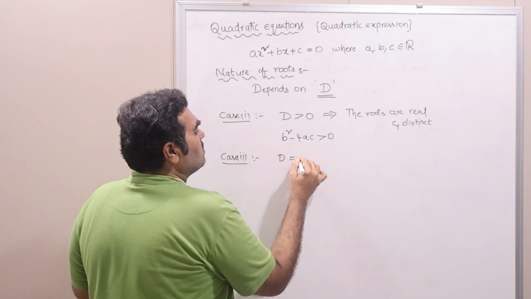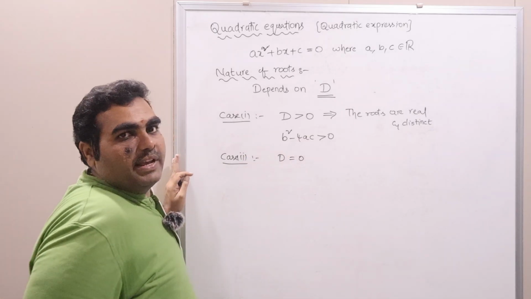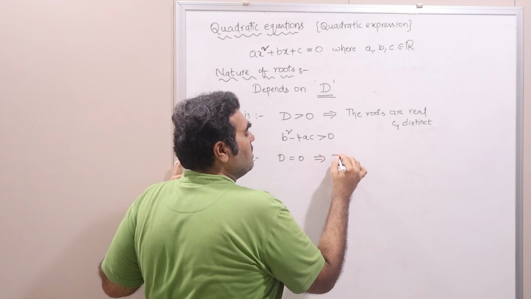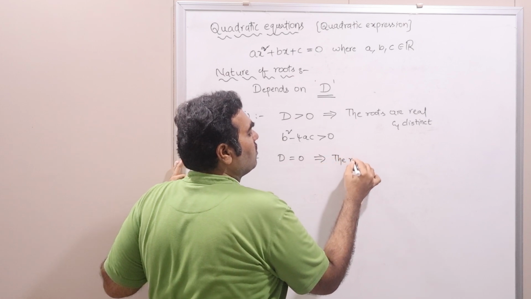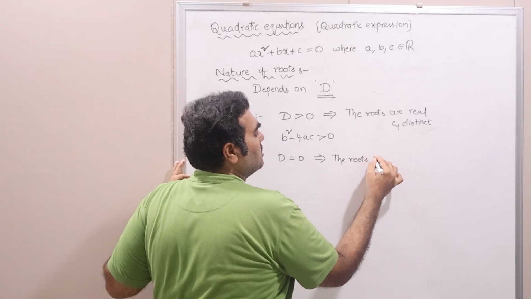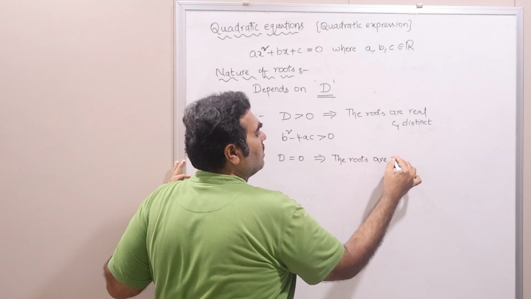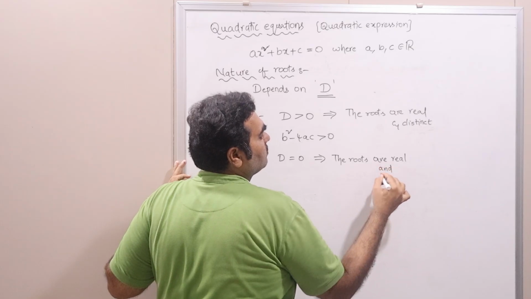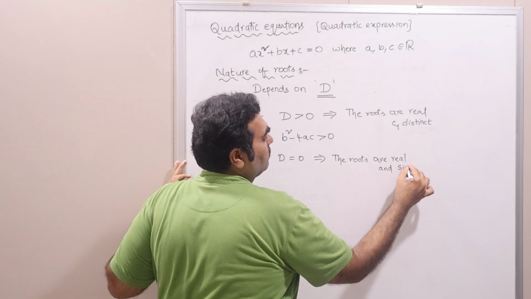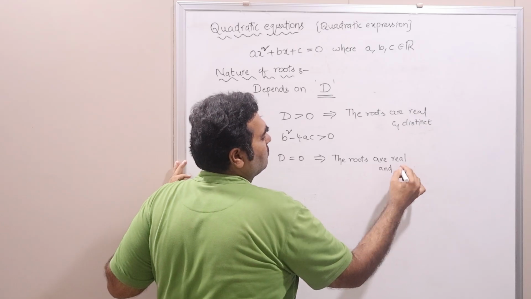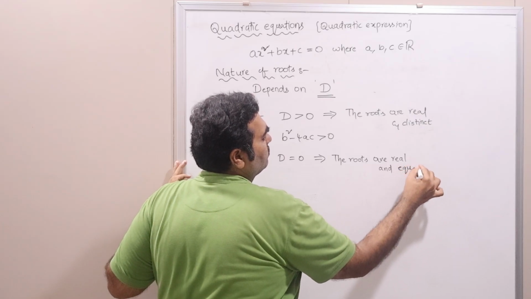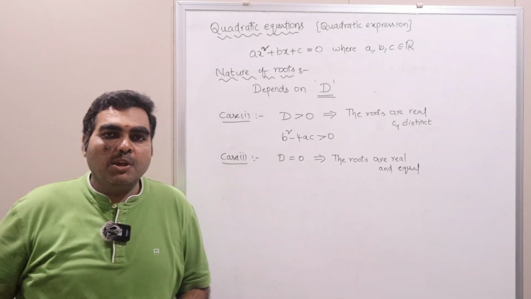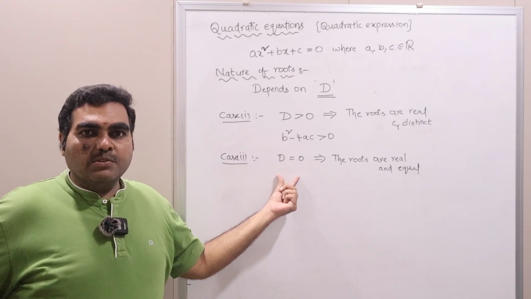D is equal to 0. So if d is equal to 0, it implies that the roots are still real. The roots are real and similar, or you can say equal. The roots are real and similar, or the roots are real and equal if d is equal to 0.